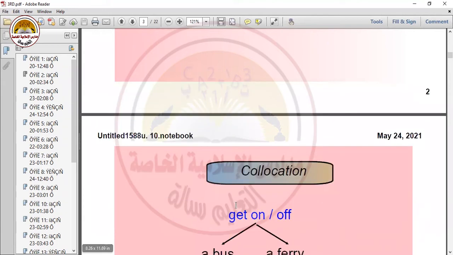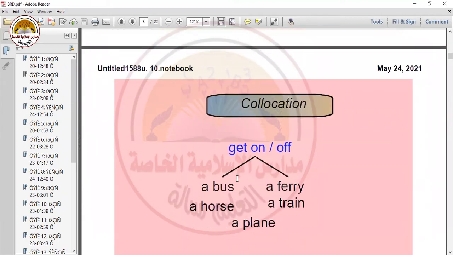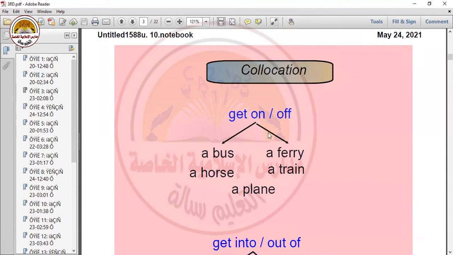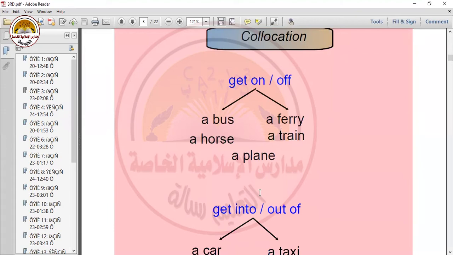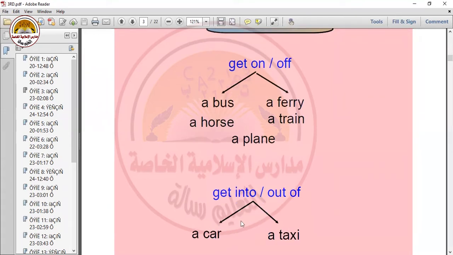Let's see. This is very important. Get on or off. We use get on with these ways of transport: a bus, a ferry, a horse, a train, a plane. But if we have a car or a taxi, we use get into or get out of.